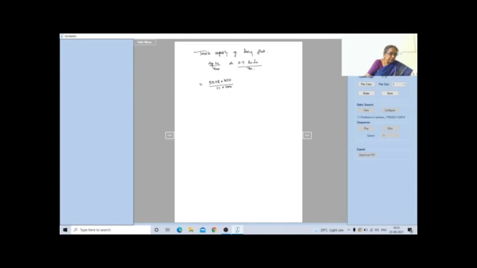I will do to get in kilonewtons. So 0.9 into 50 minus the hole into thickness is 8 into 410 divided by 1.25 into 1000. If you take, this is 90.9 kilonewton or 75.57 kilonewton, which is again greater than 19.44 kilonewton. So this is safe.